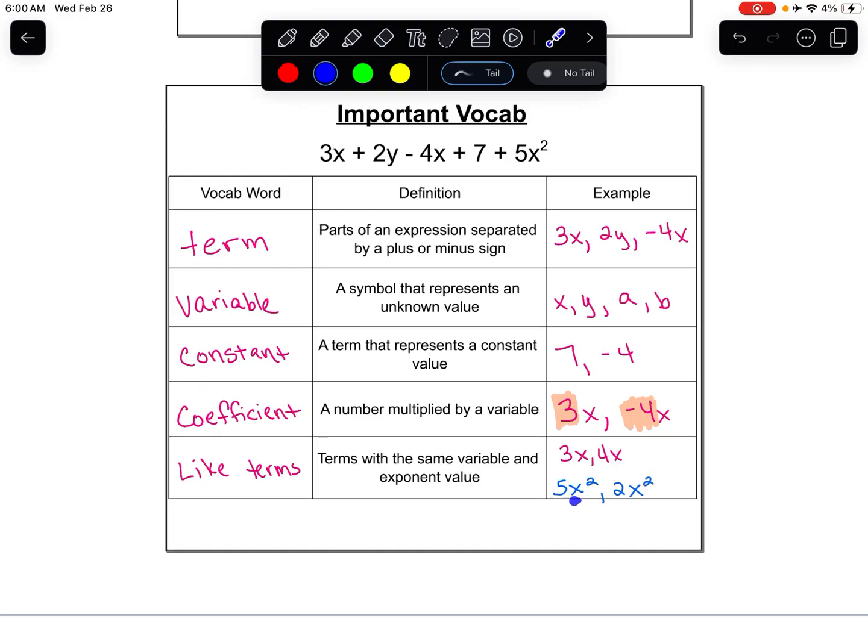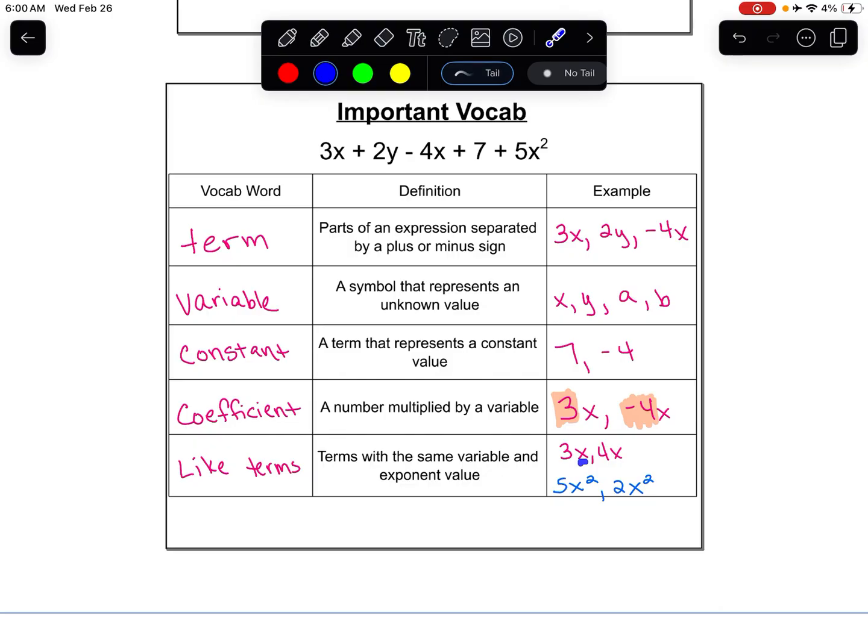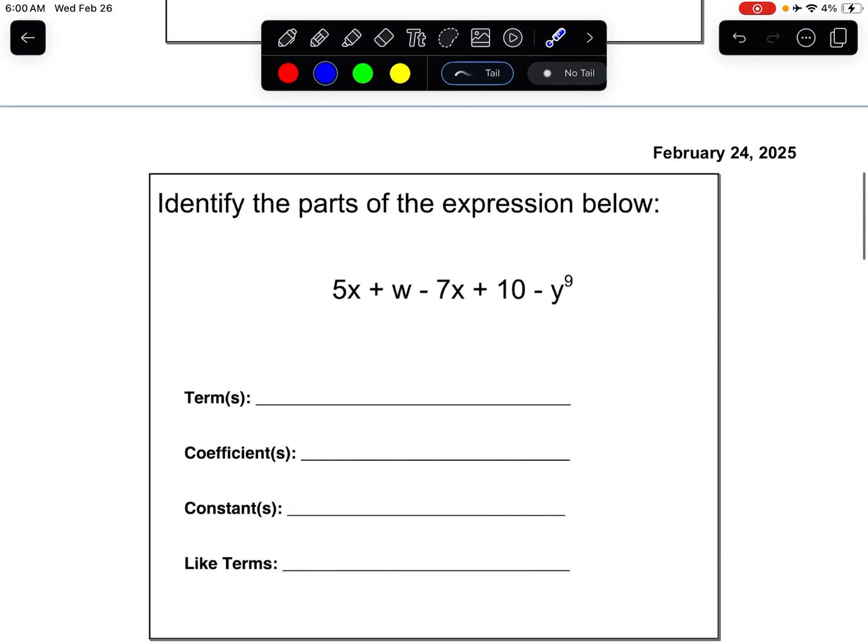These are like terms because they have the same variable and the same exponent. Same variable, same exponent. So in our first example, 3x and 4x, those just have x's, but these ones have an x squared, right there. So the exponent and the variable must be the same in order for a term to be considered a like term. All right, if you need to pause anything and catch up, do that now. Pause the video, catch up.